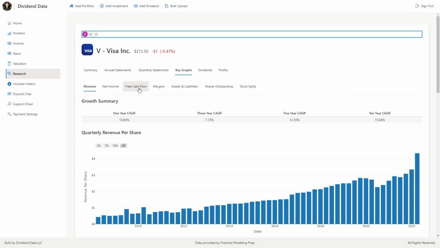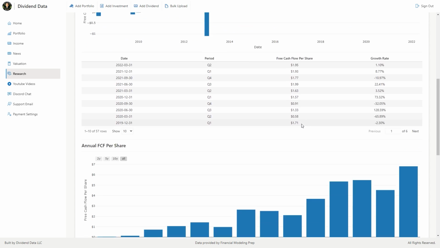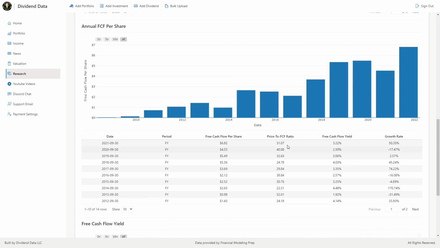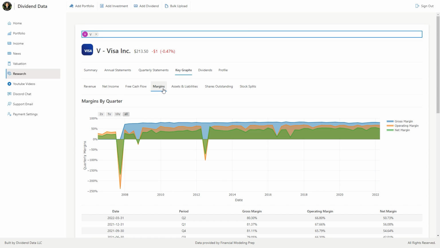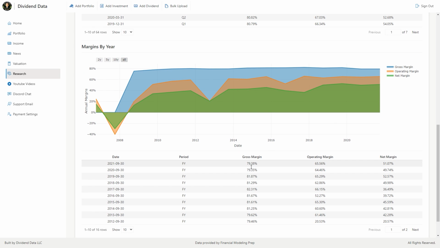Free cash flow per share is growing at a 20% 10-year CAGR. In the fiscal year 2021, the company generated $6.82 in annual free cash flow per share. This is a 31 price to free cash flow ratio. Visa has amazing growth, and this is likely to continue at a high rate due to the tailwinds we'll discuss later. In the fiscal year 2021, their annual gross margin was 80% and net margin was 50%. Visa is a money printing machine.